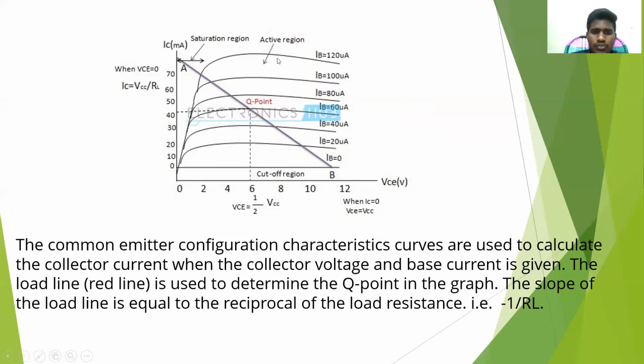Whenever we want to make the transistor work in the active region, we have to give the emitter base junction forward bias, and we have to give the collector base junction reverse bias. Then only it works in the active region. Then only it works as an amplifier. This is the main thing we have to remember.